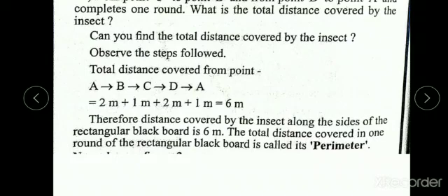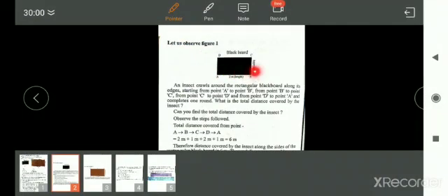The total distance covered in one round of the rectangular blackboard is called its perimeter. So the total distance that you are seeing, A to B, B to C, C to D and D to A, this is the total distance, that is 6 meter. That is called the perimeter. The total distance of the boundary of the rectangle is known as the perimeter of a rectangle.